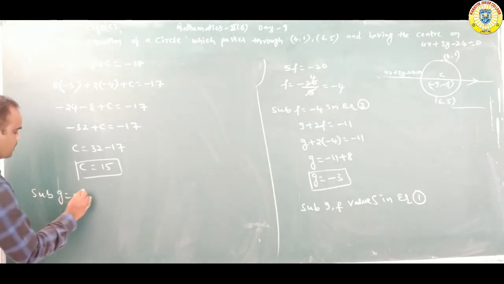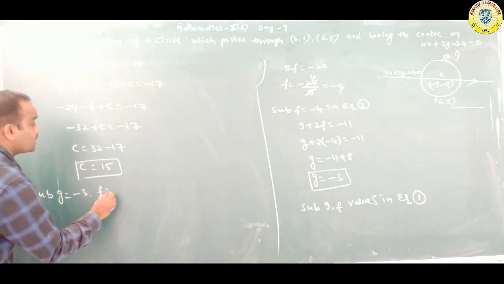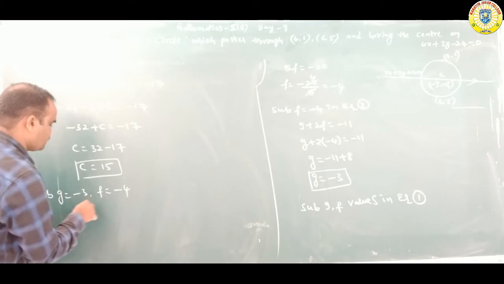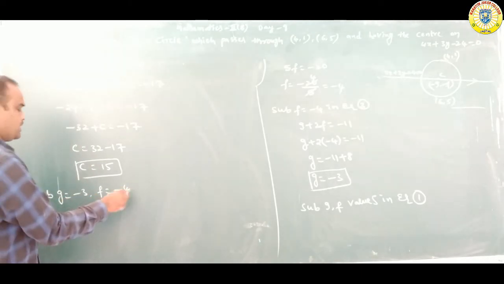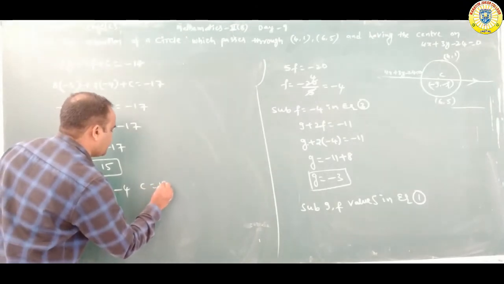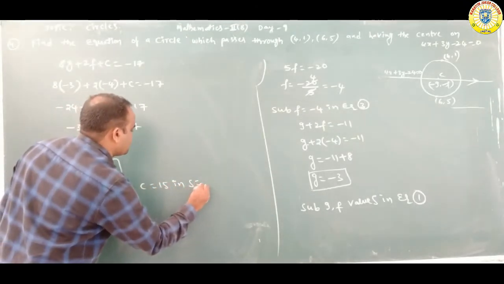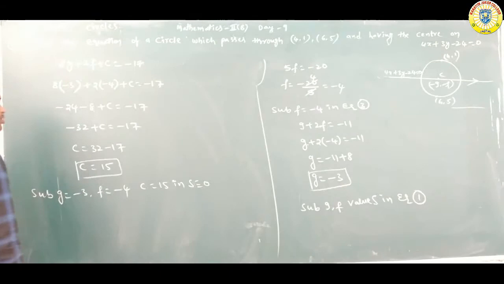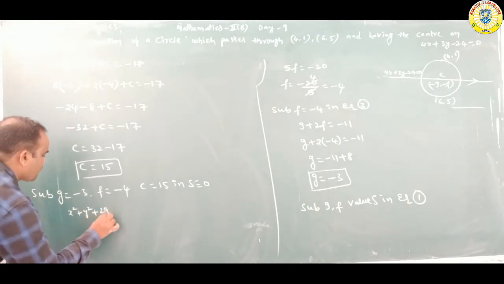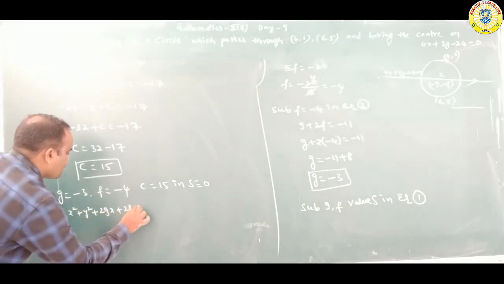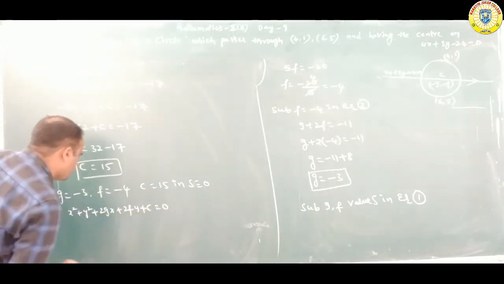Here substitute G is equal to minus 3, F is equal to minus 4, C is equal to 15 in S is equal to 0. Substituting which equation? S is equal to 0. What is S is equal to 0? x square plus y square plus 2gx plus 2fy plus c is equal to 0.